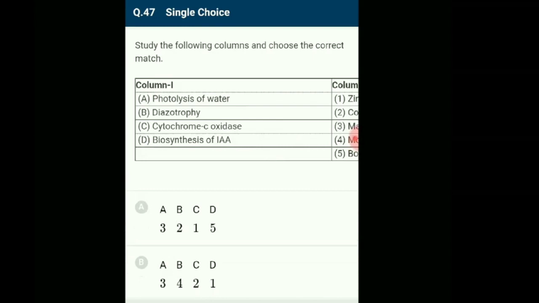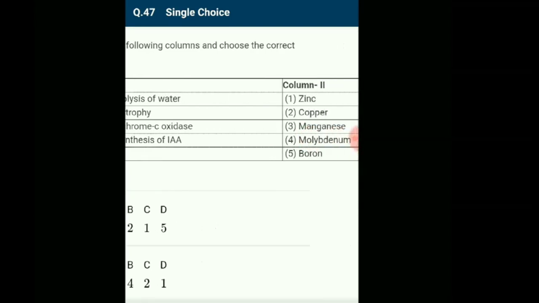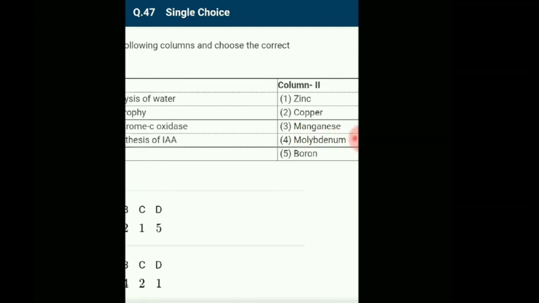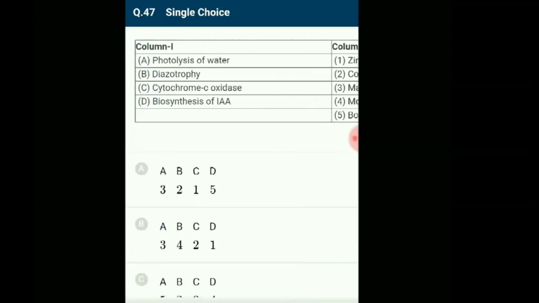Question number 47. Study the following columns and choose the correct match. Photolysis of water, manganese is essential. Dinitrogen fixation, molybdenum. Cytochrome c oxidase, copper is essential. Biosynthesis of indole acetic acid, zinc. Nodulation in legumes, boron. So the correctly matching one is option B.